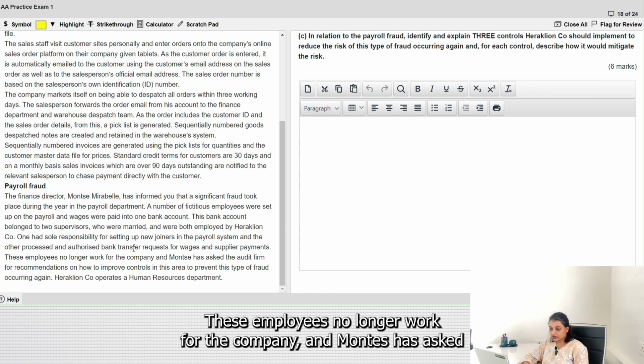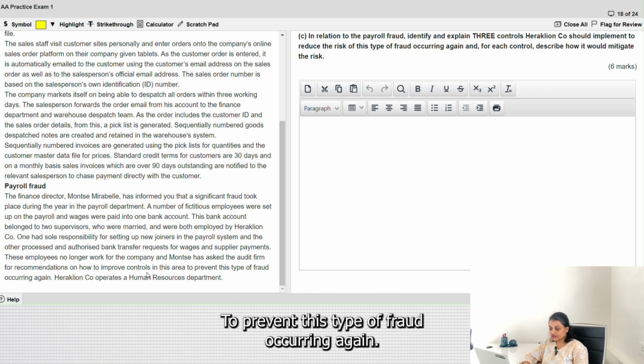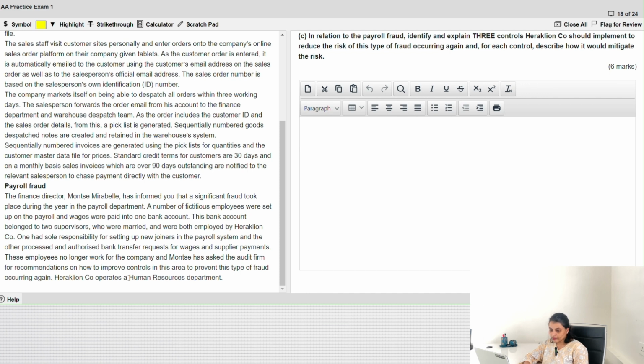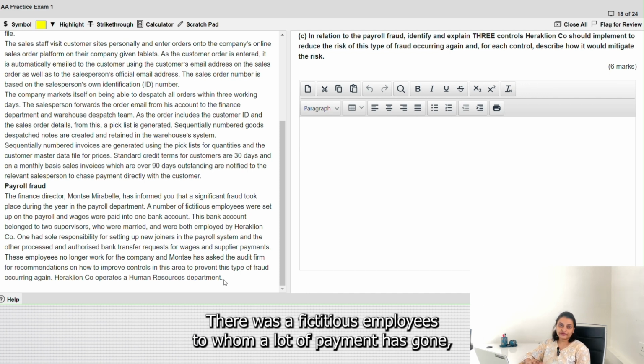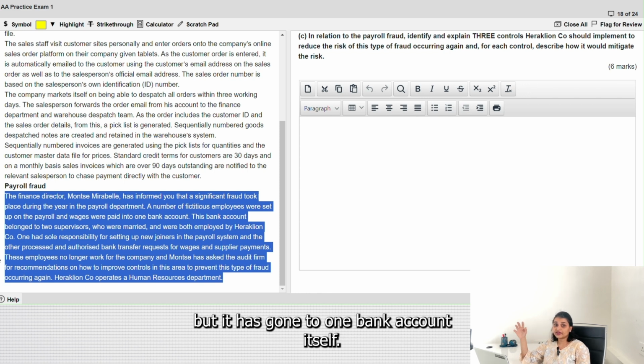These employees no longer work for the company, and Monsi has asked the audit firm for recommendations on how to improve control in this area to prevent this type of fraud occurring again. Herculean Co. operates a human resource department. So basically what has happened, there were fictitious employees to whom a lot of payment has gone, but it has gone to one bank account itself.